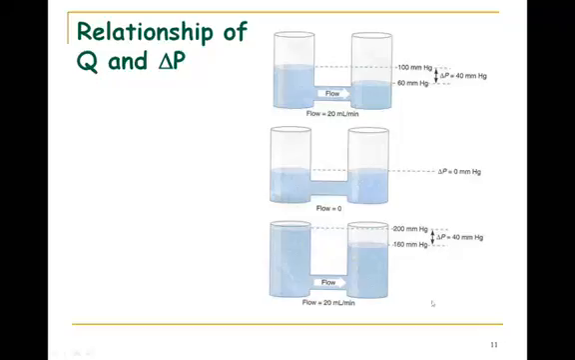The very bottom picture, you have the same flow rate because you have the same pressure difference. It's 40 millimeters of mercury. You notice this side's 200 millimeters of mercury. This one up here was 100. So it's not absolute pressure, it's the difference in pressure. That's what is going to determine flow rate.